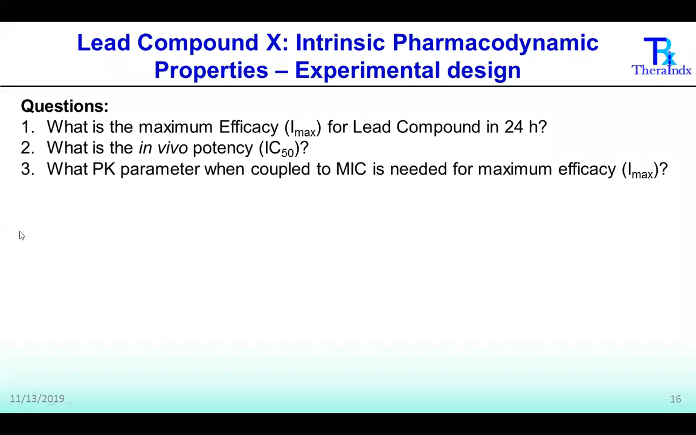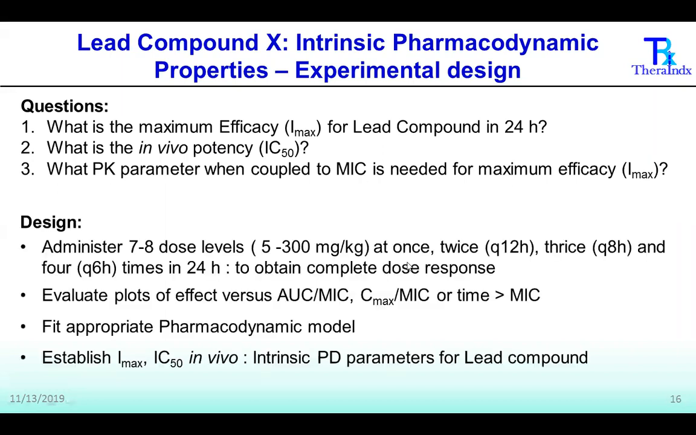Third, when coupled to its MIC, using Imax for maximum efficacy, how should the design look? If you recollect the single dose PD time course, bacteria begin to regrow. So to get a full dose response curve, we have to administer at least 7 to 8 dose levels. In this case, 5 to 300 milligram per kg, because it showed linear PK, given once, twice, thrice, or 4 times in 24 hours.